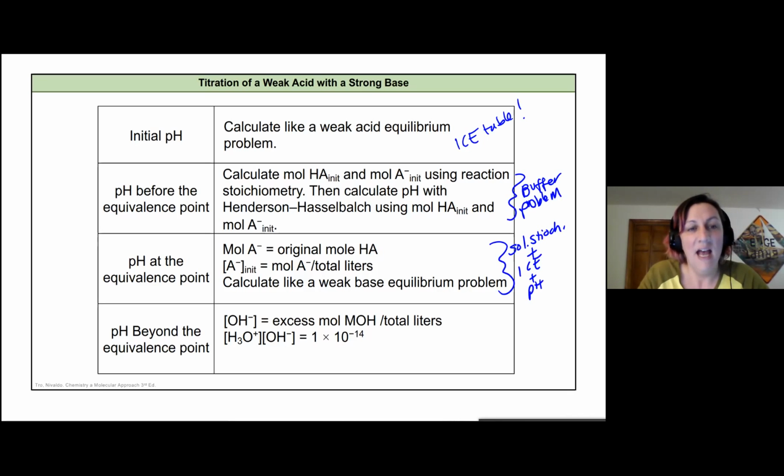It's fun. The pH beyond the equivalence point is a stoichiometry problem plus a pH problem. You don't need to do the ice table for this one because that hydroxide is such a strong base, it's going to dominate everything. It'll shift our weak acid equilibrium to favor the conjugate base. So you're like, whatever number of moles of OH I have, I'll just divide that by the volume. That's my concentration. I'll use that to calculate pOH and then pH. Or use it with the Kw expression to figure out the hydronium ion concentration and calculate pH from that.